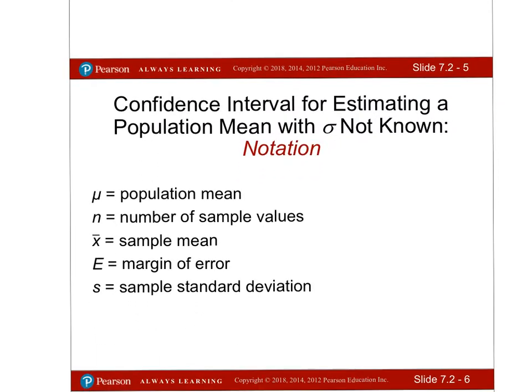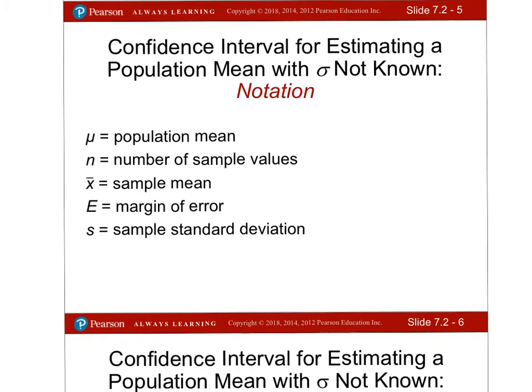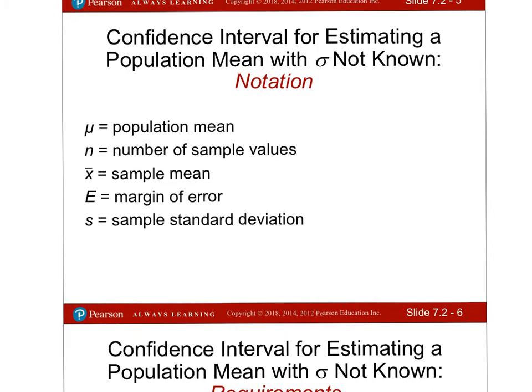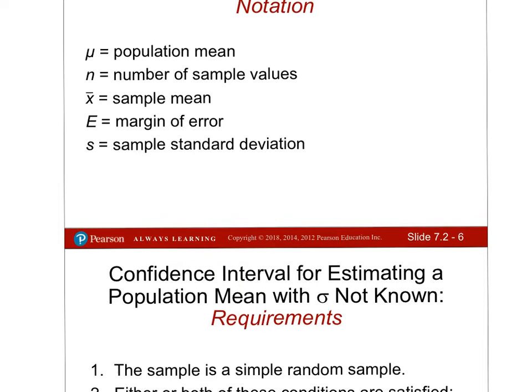Okay, so basically we're going to give you the formula, and you see the notation here. Mu is the population mean, n is the sample size, x bar is the mean that we get from our sample, e is the error, and s is the sample standard deviation. Okay, so notice this. We're going to make use of the mean we get from our sample, but also the standard deviation that we get from our sample in this process.